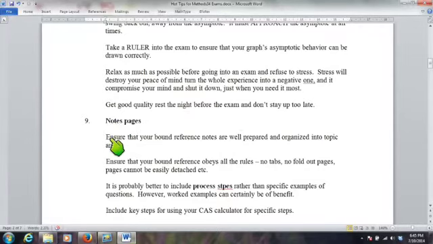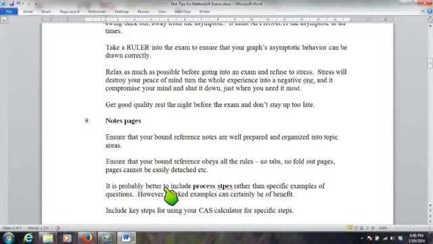Right, notes pages. Ensure that your bound reference notes are well prepared, and I would suggest organised into topic areas. Ensure that your bound reference obeys all the rules, whatever they may be at the time. I know you're not supposed to have tabs. I don't think you're allowed to have fold-out pages. You better check that. And you're not allowed to have any pages that can be easily detached, all right?